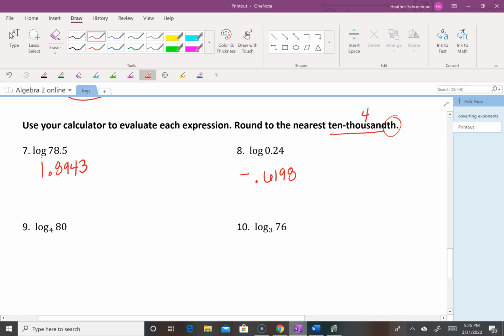So my answer would be 3.1610. And technically we should write the 0, because they want to know what's in the 10,000ths spot. Well, you round and it's 0.